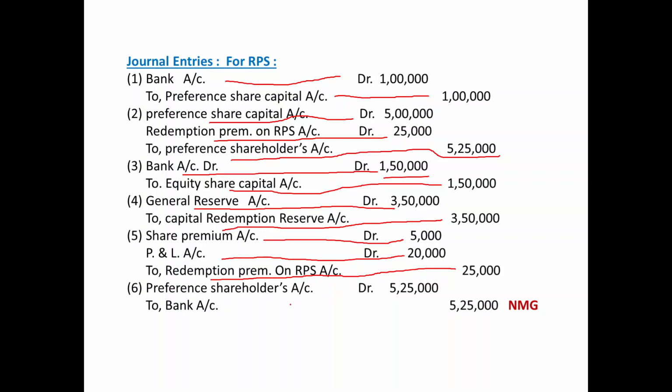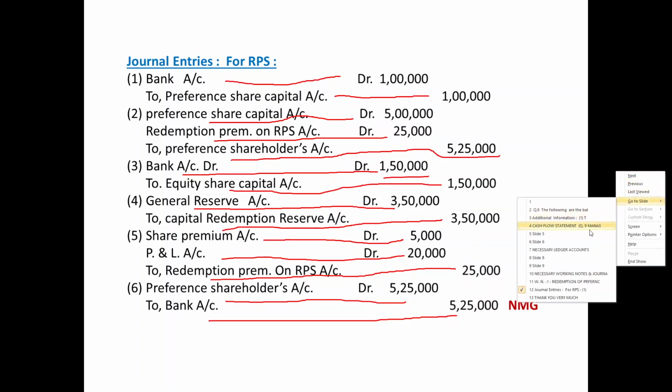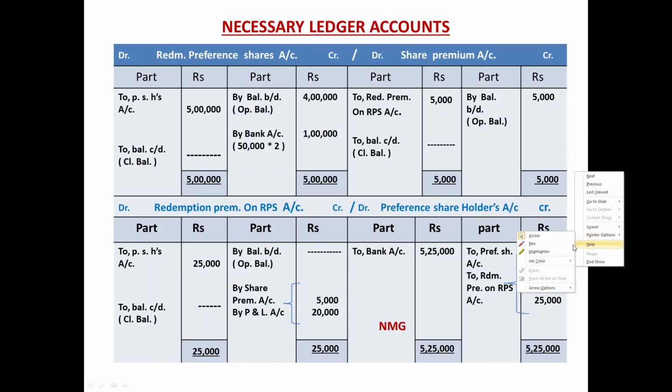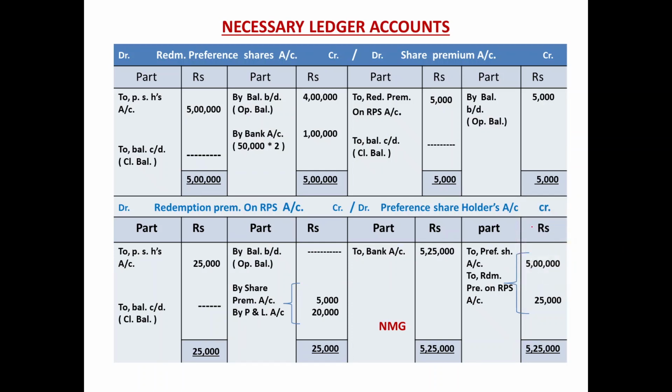Process is over. Provisions have been fulfilled. Now payment can be made. Last journal entry for the payment: preference shareholders account debited 5 lakh 25,000, to bank account credited 5 lakh 25,000. So these were the journal entries for the process of redemption of RPS capital. Let us give the posting impact in the concerned ledger accounts related with the RPS redemption process. Have a look.